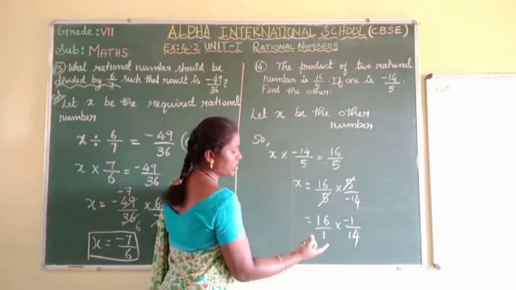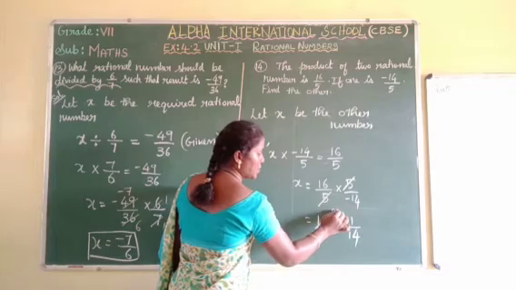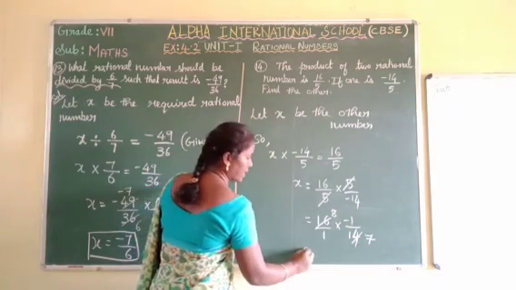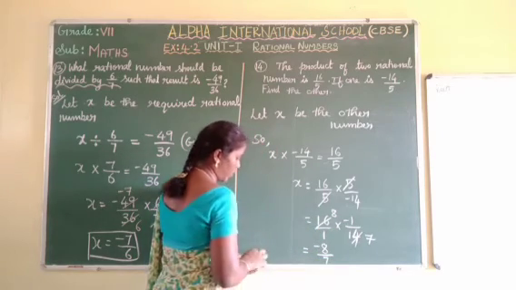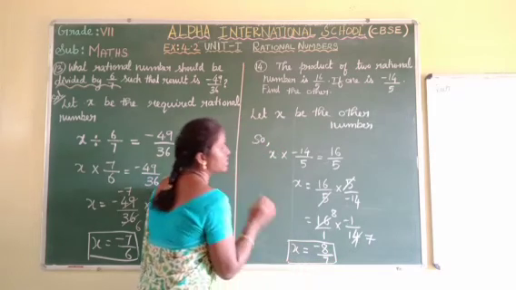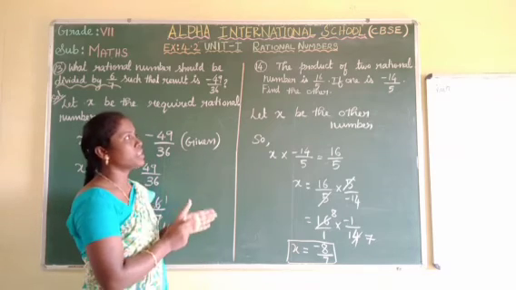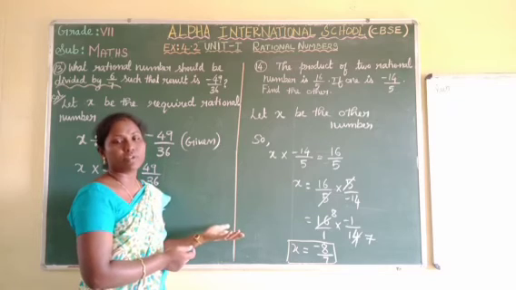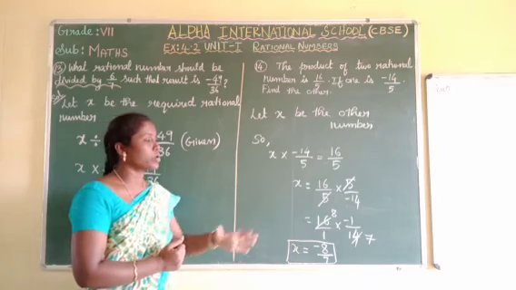Do 16 and 14 have any common factor? Simplify by 2. 8 2s are 16 and 7 2s are 14. We have the answer finally as 1 into 8, minus 8 by 7. So we got the other rational number x is equal to minus 8 by 7. If it is a statement problem, you have to read the question clearly. Then give any variable for the unknown value, frame the equation according to the condition given in the question, solve and get the answer.